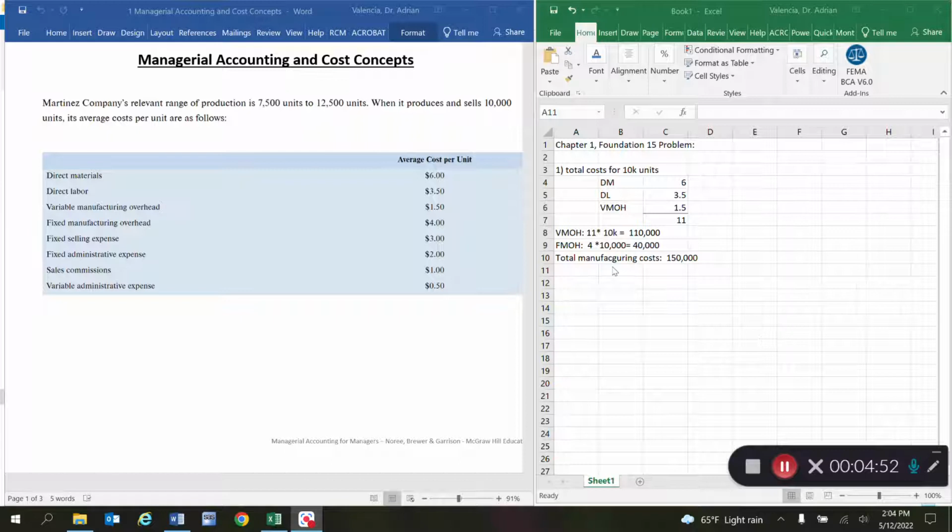And by the way, you have to be careful with this $4 per unit for fixed manufacturing overhead. It just happens to be that this is the number they gave us at the production level of 10,000 units. So in other words, fixed manufacturing overhead on a total basis is $40,000, and that's really what you have to think about. It's $40,000 whether you produce 7,500 units or whether you produce 12,500 units or anything in between. Anytime you go below 7,500 units, then the fixed manufacturing overhead costs are not going to be $40,000. Or anytime you go above 12,500 units, the fixed manufacturing costs are not going to be $40,000. So keep that in mind. You have to be real careful when you quantify fixed manufacturing overhead costs on a per unit basis, because that changes depending on the production level. All you need to know is that it's $40,000 in total for that level.